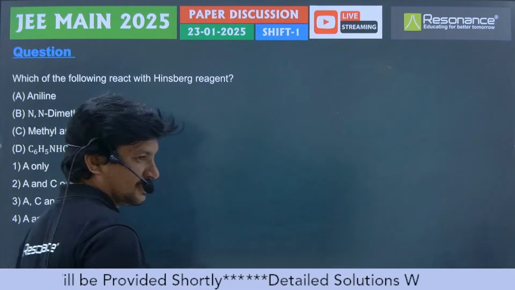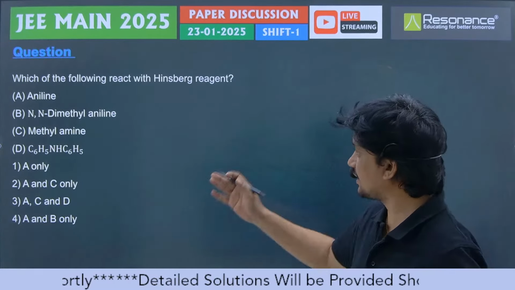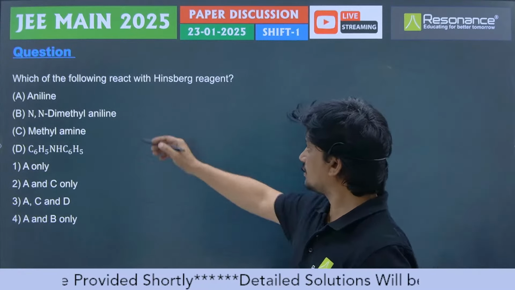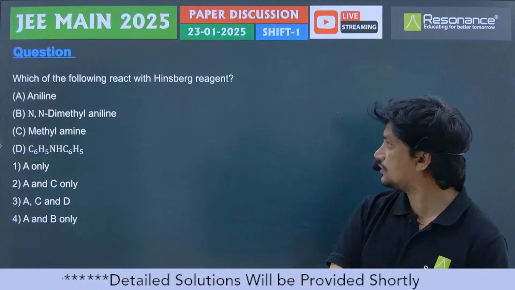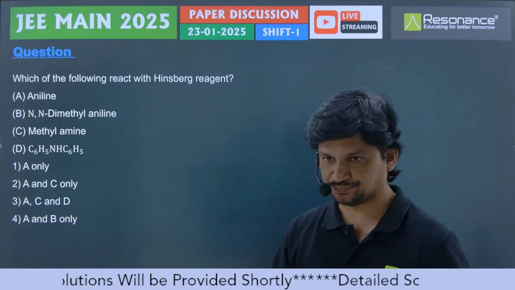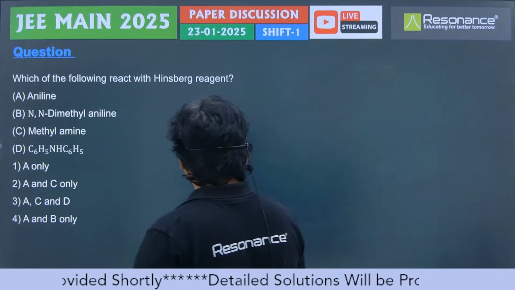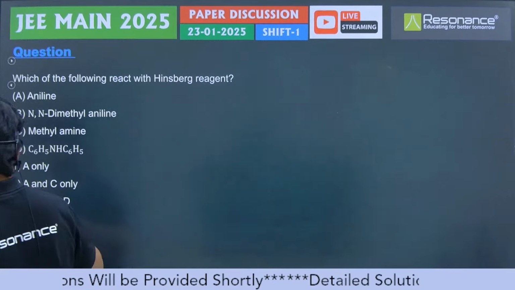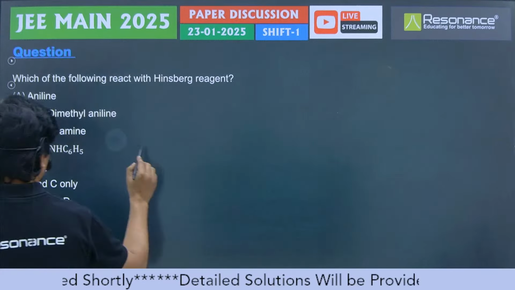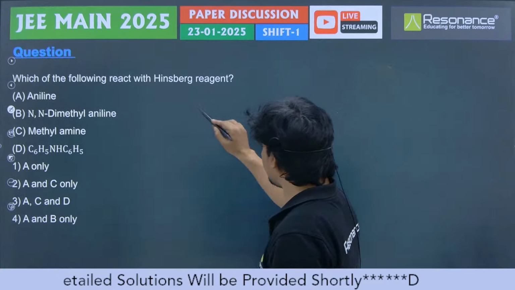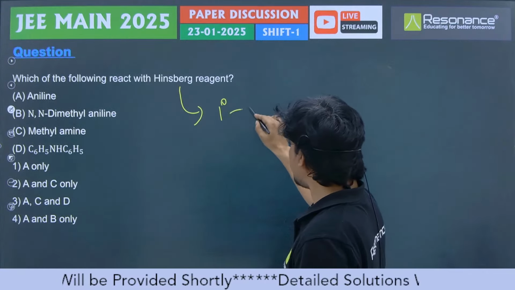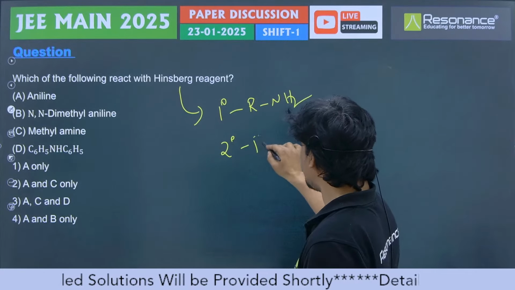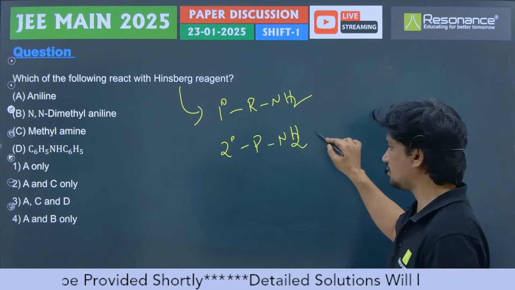Okay, so what is the question? The first question they gave is from organic chemistry, a very easy question. The question is: which of the following react with Hinsberg reagent? With Hinsberg reagent, 1 degree amines and 2 degree amines will react.